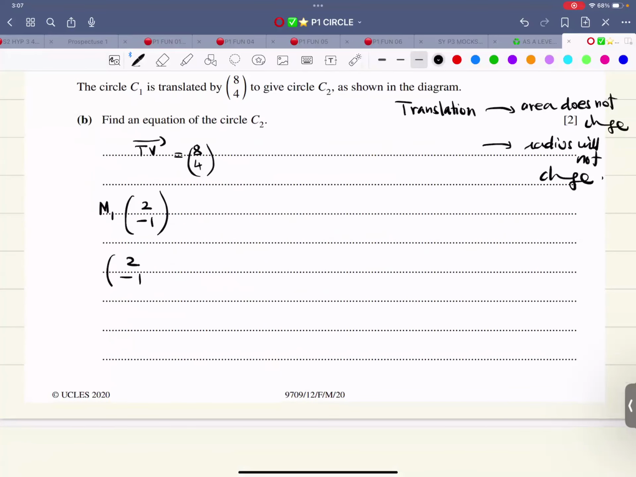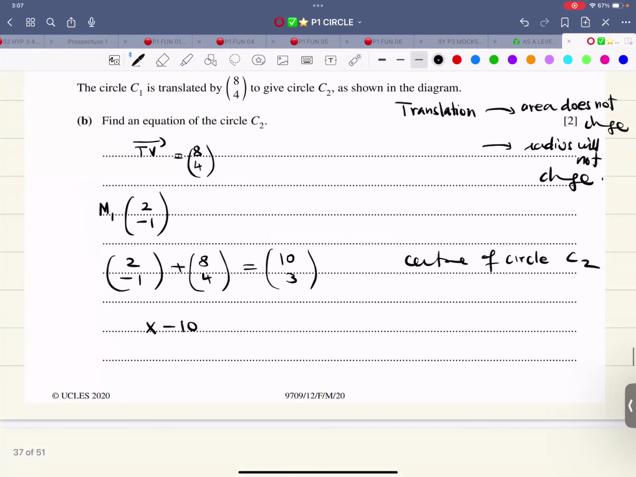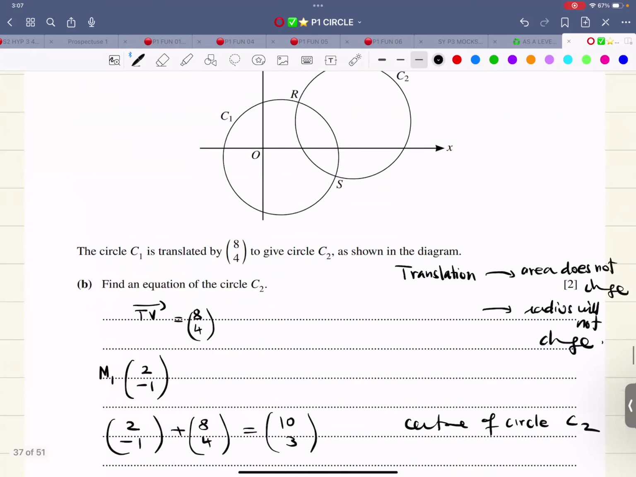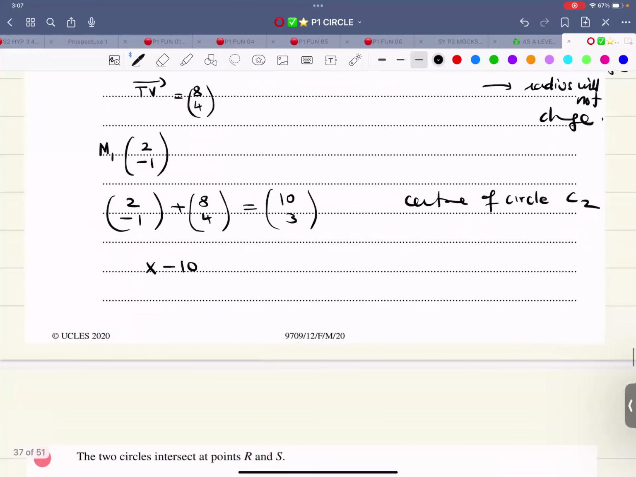So therefore 2, -1 plus 8, 4. This will become 10 and 3. This is the center of circle C2. So therefore, x minus 10 whole square, this is y minus 3 whole square is equals to 41. And that's how this thing is done.